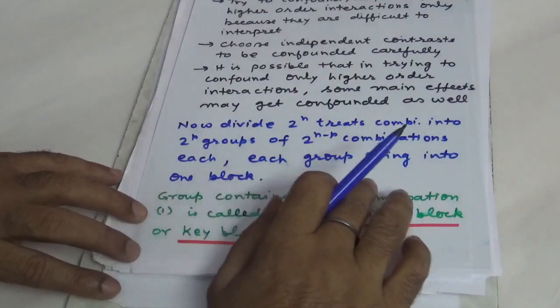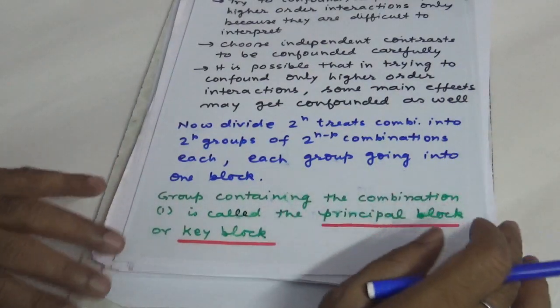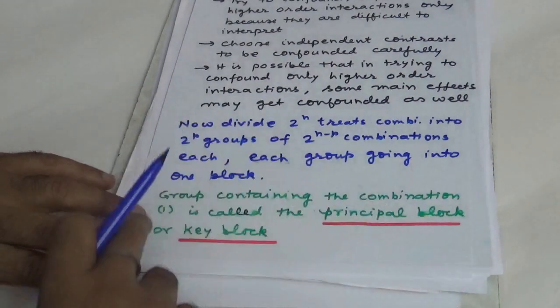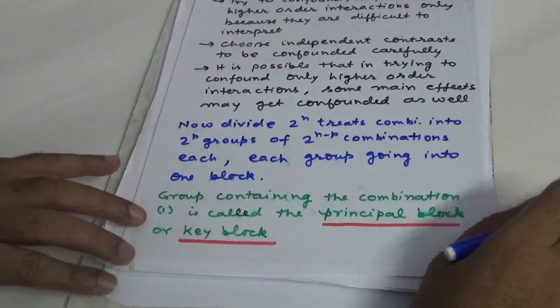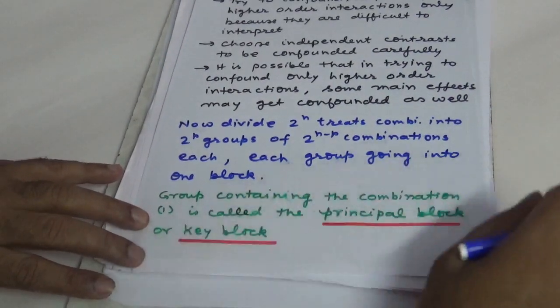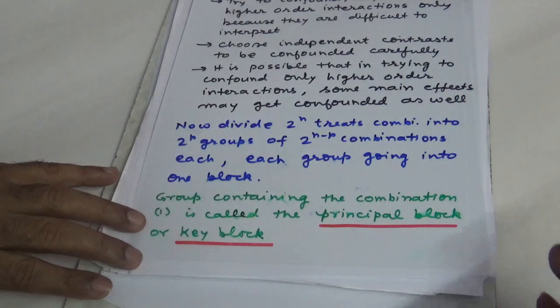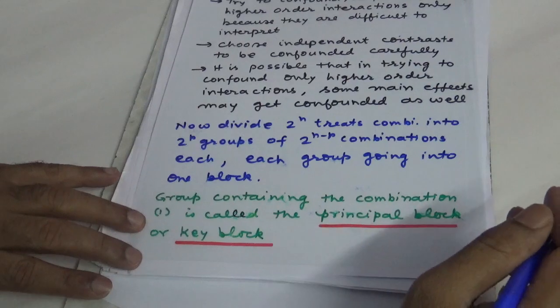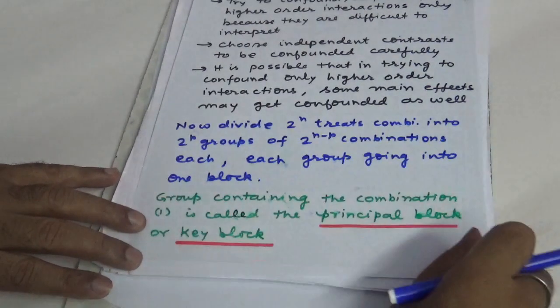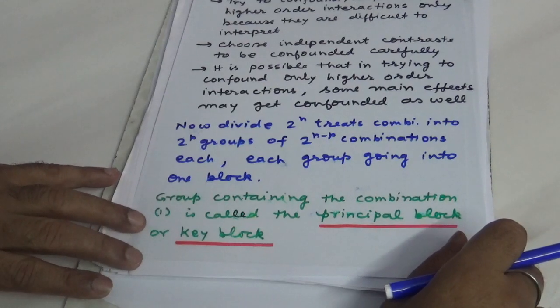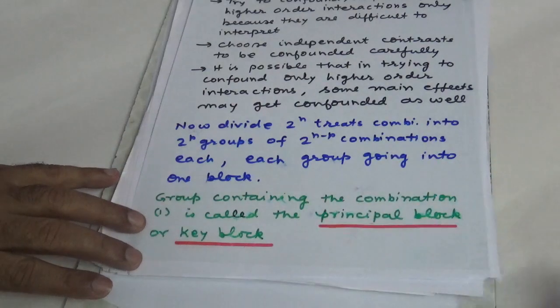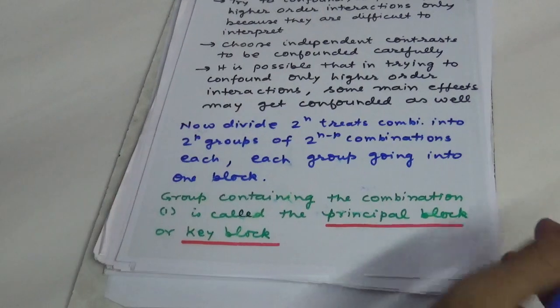Now, when you are trying to obtain such groups or blocks, there will always be one block which will contain 1, and this block is called the principal block or the key block. What do we mean by this? This suggests that if you obtain the principal block or key block first, then all other blocks can be obtained from this block by simple calculation. So our first objective is how we should obtain the principal block.